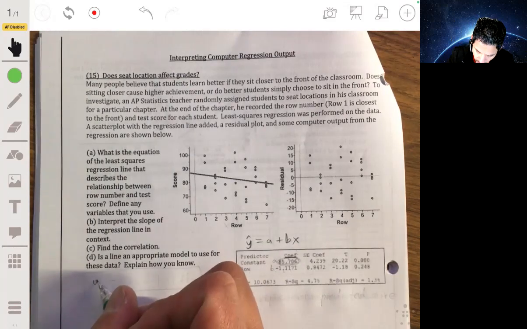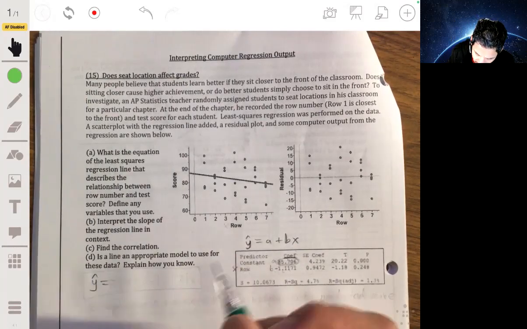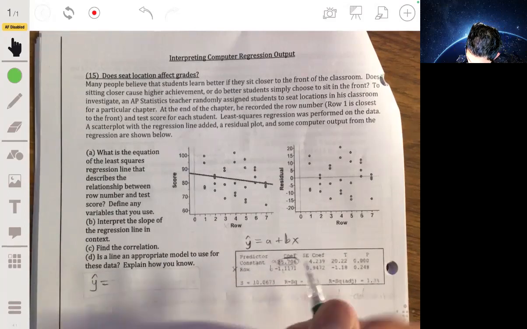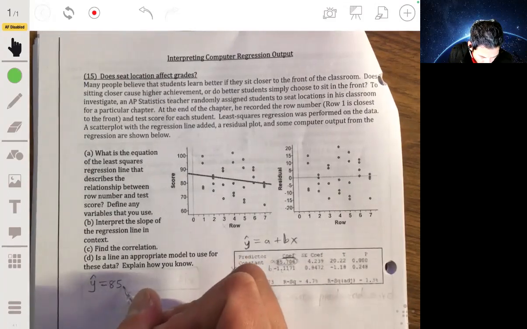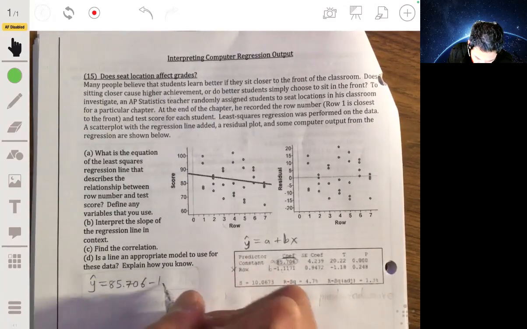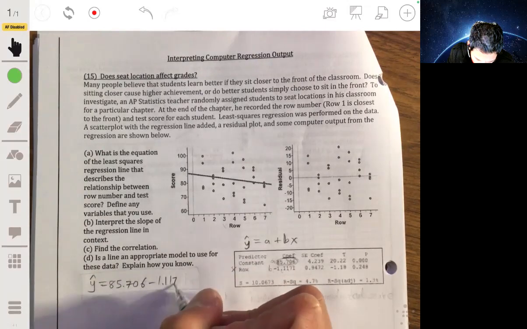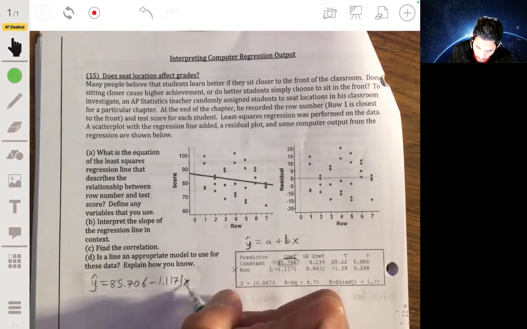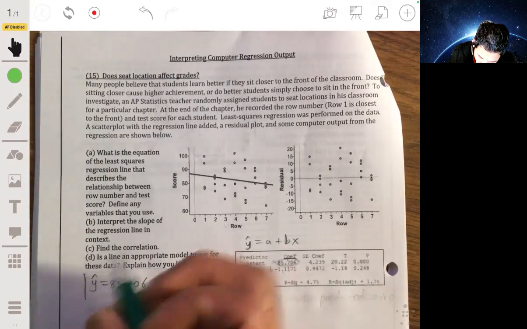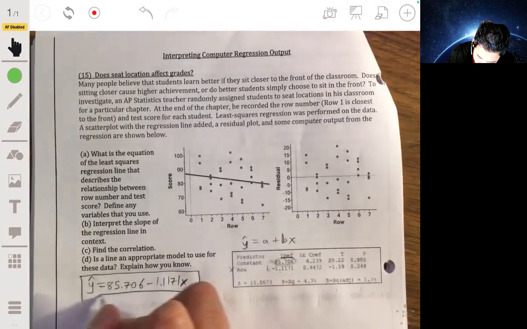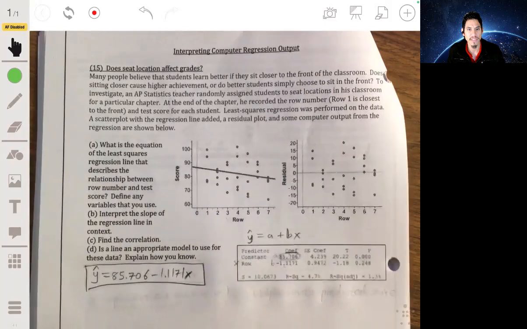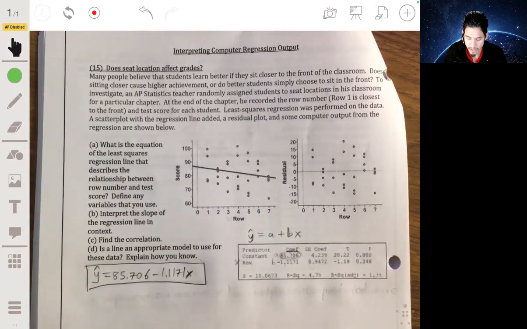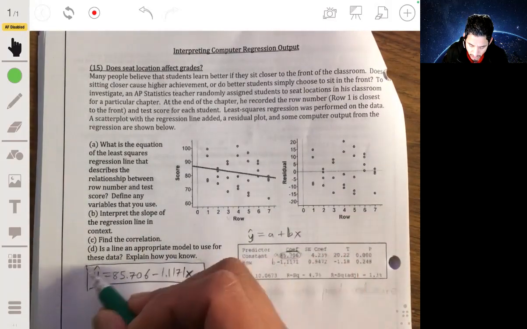So our equation will be y hat is equal to 85.706 minus 1.1171x. That's our equation for our least squares regression line. Make sure you put y hat. That does make a difference, and they will score you down if you don't use that notation. Use a little hat.